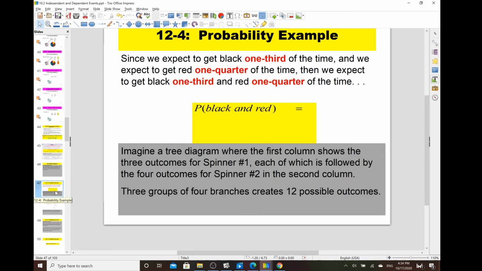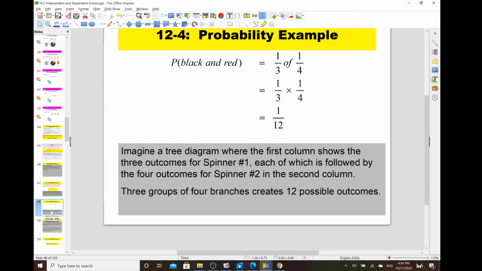So the way to find the probability of getting black and red is 1/3 times 1/4. So it's 1 over 12. So you've got to be careful with the difference between dependent and independent events for probability.